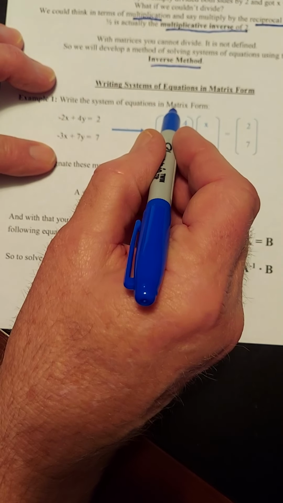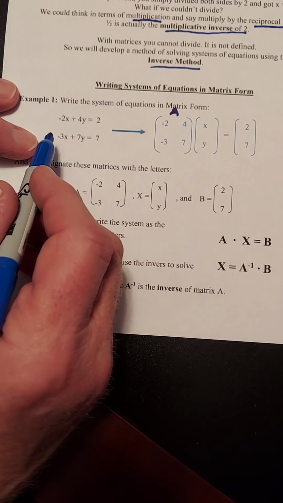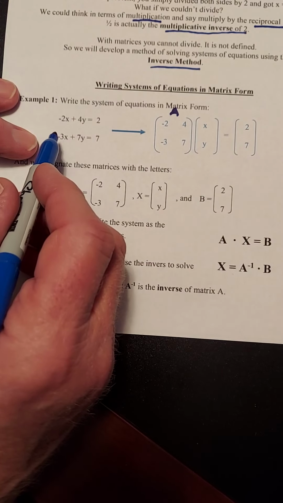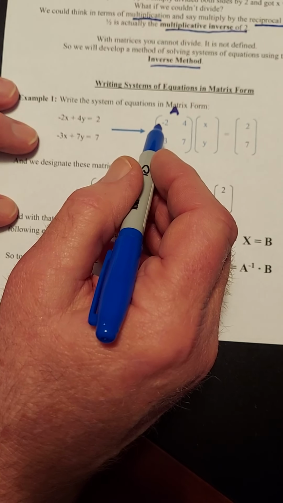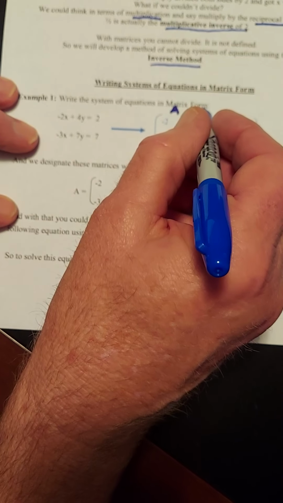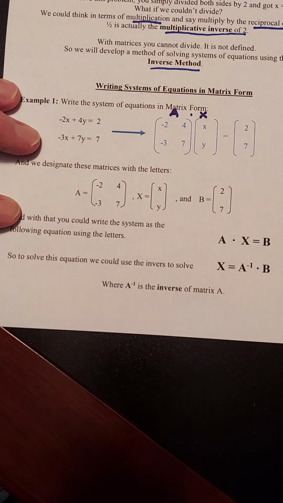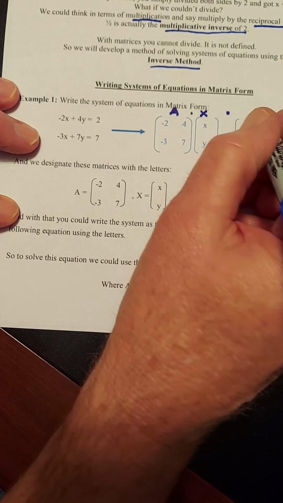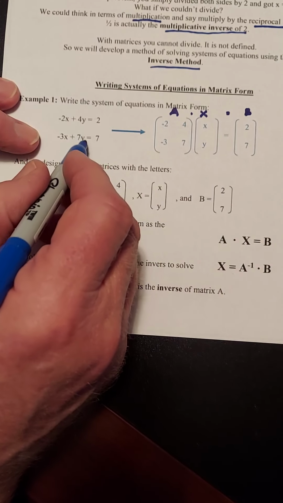A lot of times we'll just call that matrix A. This is the coefficient matrix. Then you have a variable matrix, which in this case is x and y. Those are the two variables. Just imagine that as A times x. And then over here, we're going to get some sort of matrix we'll call B, which is really the two answers, 2 and 7.